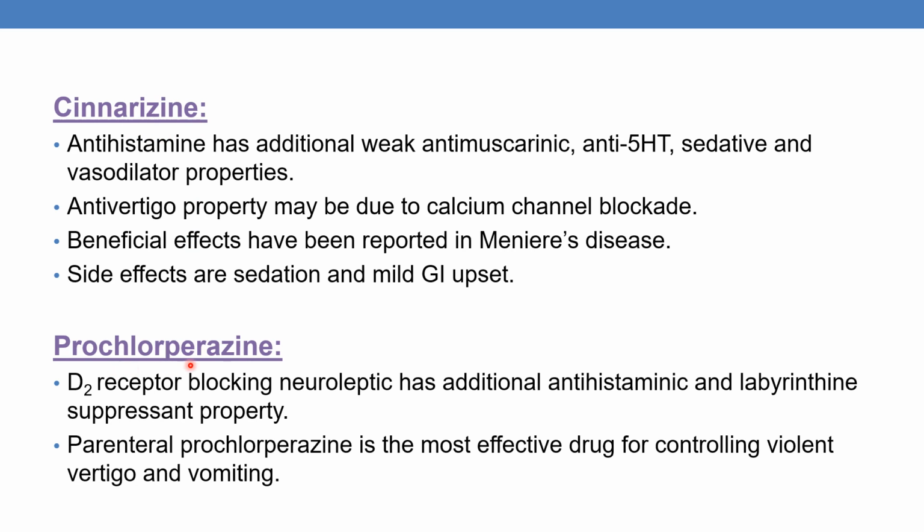Next is prochlorperazine. It is a D2 dopamine receptor blocking neuroleptic that has additional antihistaminic and labyrinthine suppressant property. This is also used to treat vertigo, both the drugs, cinnarizine and prochlorperazine. Parenteral prochlorperazine is the most effective drug for controlling violent vertigo and vomiting, whereas prochlorperazine is also used to treat other types of vomitings also.